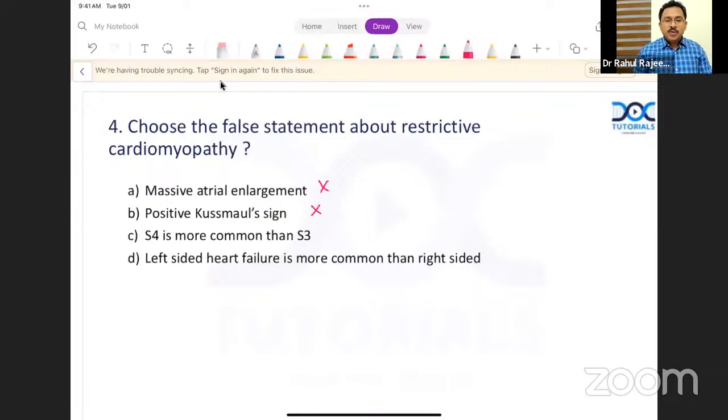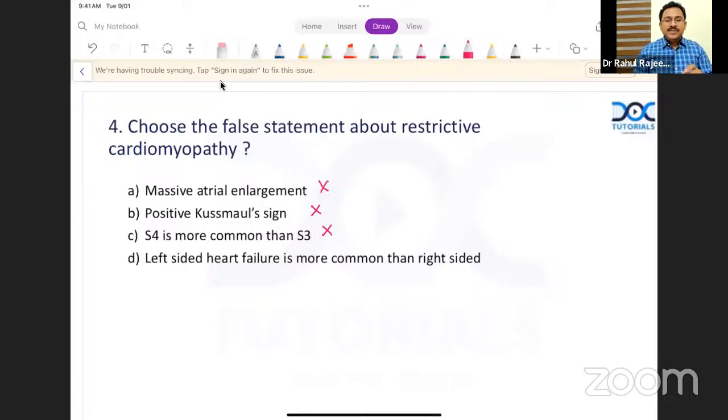Option C, S4 is more common than S3. Now this takes us to the genesis of the various heart sounds. We know that S4 usually happens when there is a forceful atrial contraction against a stiff, non-compliant ventricle. And this is exactly what happens in restrictive cardiomyopathy. You definitely can expect S4 much more commonly than S3. So that is also not going to be the answer.